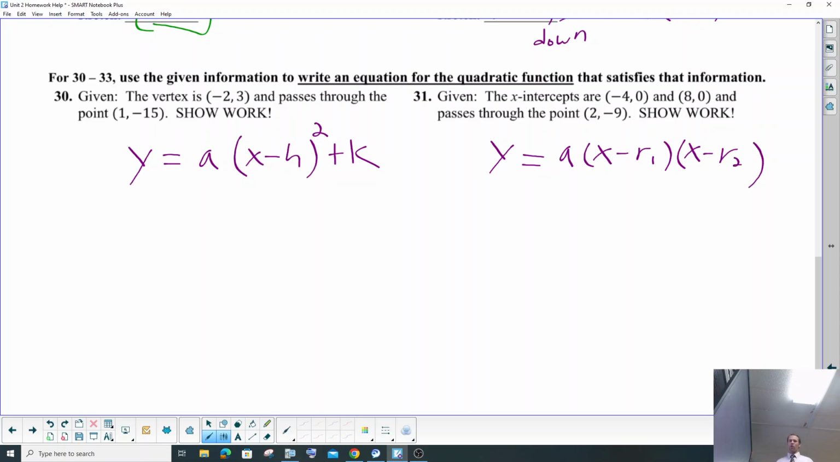So I'm going to do 31. Try 30 on your own. I'll put that on Canvas so you can try 30 with the vertex form. Not too bad. You practiced quite a bit on the homework there, but maybe not as much as the x-intercept form, so I'll show you that one.